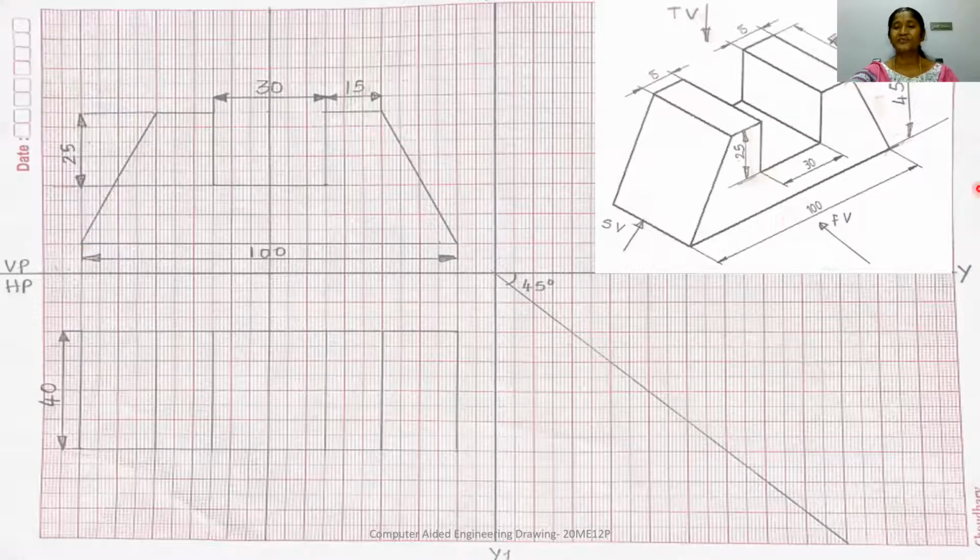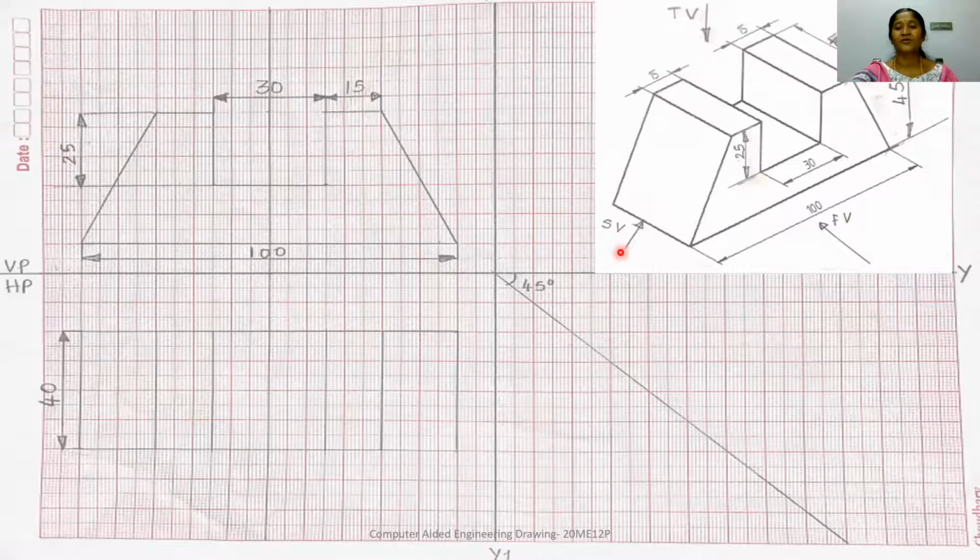So what is the front view? The front view is nothing but a trapezium of 100 mm base length, and at the top, this is 15, and the rectangular slot is of width 30 mm and the depth of the slot is 25 mm. Again, this width is 15 mm. So this completes the front view of the given component.